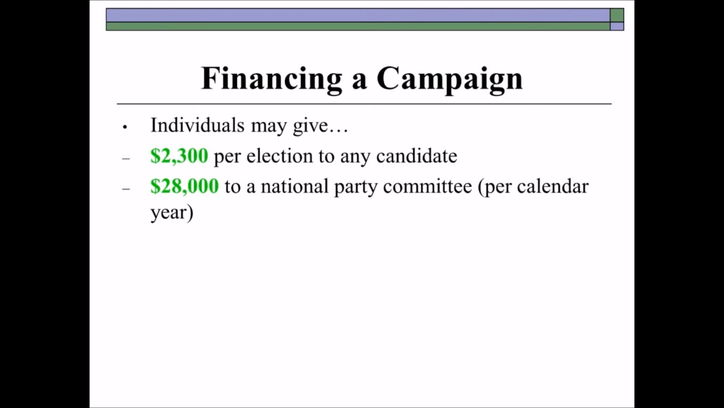An individual can donate $28,000 to a national party committee. So that's per calendar year. So basically, they can donate every year $28,000 to a party. $10,000 to each state and local party committee. So if you have a national party, $28,000. Then each state or local party committee gets $10,000. So that's another $10,000 times 50 states that you can add. You can put more money into.